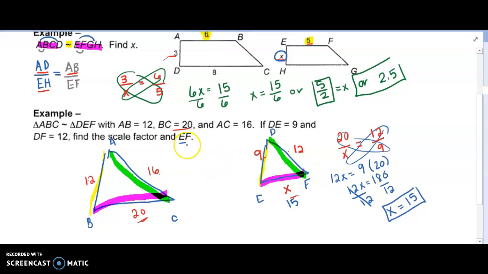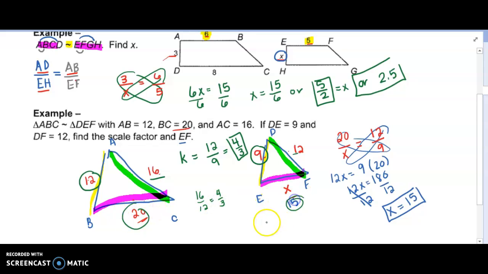Now I want to find the scale factor, and every corresponding side has the same scale factor, so I just want to pick one of each of these. I'm just going to pick 12 and 9 and make a fraction out of it: 12 over 9, which equals 4 over 3. So this is my scale factor. Or I could have picked 16 over 12, which reduces to 4/3. Or I could have picked 20 over 15, which reduces to 4/3. So you could pick any of those and get the right answer.